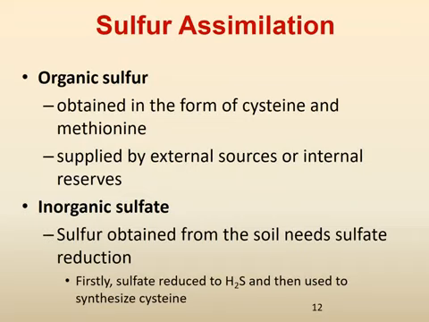Sulfur assimilation. Sulfur in plants is in two forms: organic sulfur, which is obtained in the form of cysteine and methionine, and that is supplied by external sources or internal reserves. Or it can be in the form of inorganic sulfate, which is obtained from the soil and needs sulfate reduction. Firstly, sulfate is reduced to H2S and then used to synthesize the amino acid cysteine.